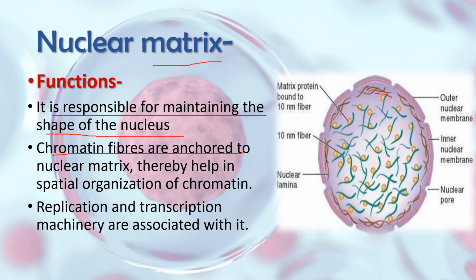Chromatin fibers are anchored to the nuclear matrix, thereby helping the spatial organization of chromatin. So chromatin fibers that are present inside the nucleoplasm are anchored in this nuclear matrix, which helps in their organization. Replication and transcription machinery are associated with it. So it means there are many replication and transcription enzymes and proteins that are associated with this nuclear matrix.